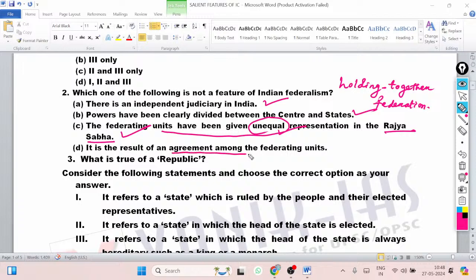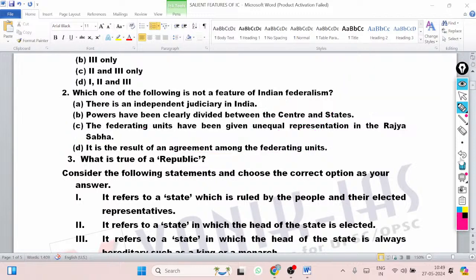So that is also correct. Is it the result of an agreement? No. Therefore, we are called a holding together federation, because there is no agreement among the federating units. We have implanted a federal government considering the huge size of the nation. Because in a country of India's size, in terms of population and geography, it is not possible to have a single government. Unitary government is not feasible. Therefore, we need a federal government. We need to decentralize some powers to the states. Therefore, the Constitution in the 7th schedule provides a division of power between the Centre and states and grants autonomy to the states in regional matters to a great extent. So, unlike the American Constitution, our federation is not a product of an agreement among the states. So the answer will be D.